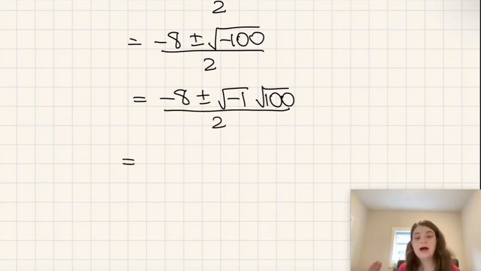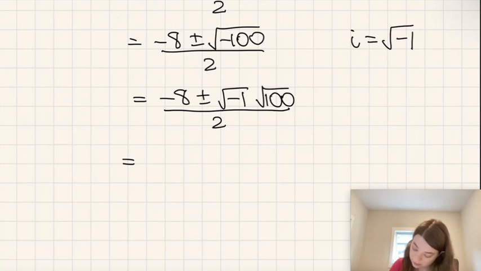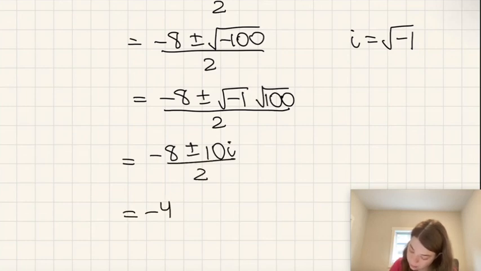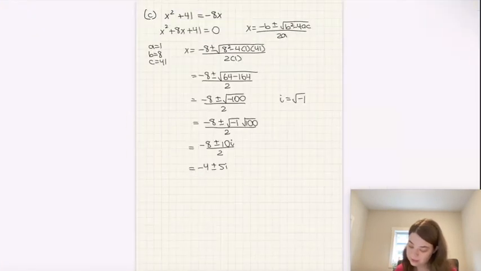Because as we know, i is equal to the square root of negative 1, and then the square root of 100 is just 10. So then we're going to have negative 8 plus or minus 10i over 2, and that's just going to be negative 4 plus or minus 5i, because essentially we're just going to divide negative 8 by 2 to get negative 4, and plus or minus 10i divided by 2 is just plus or minus 5i. And so there we go.